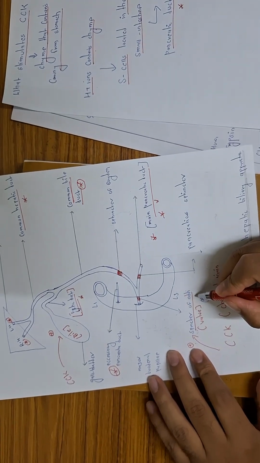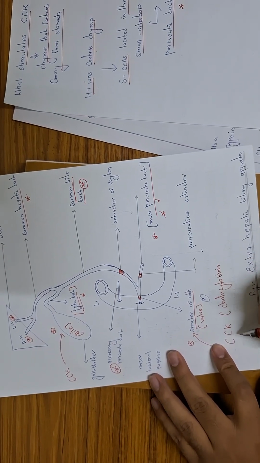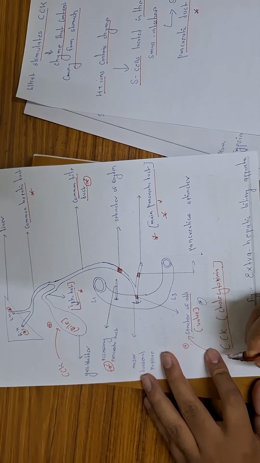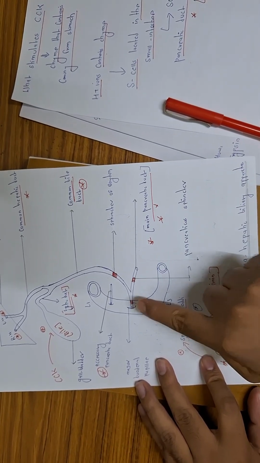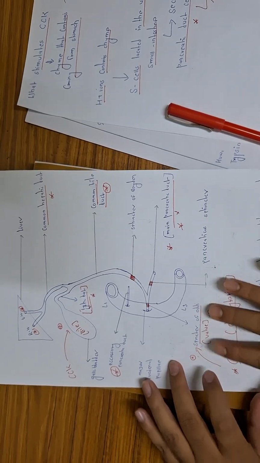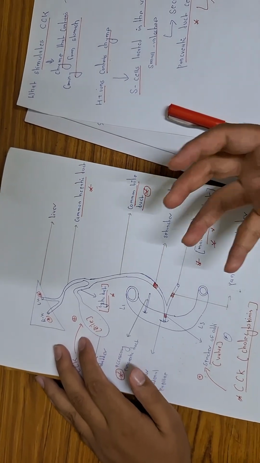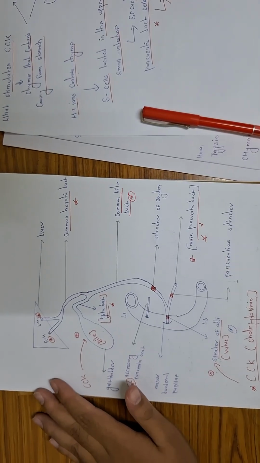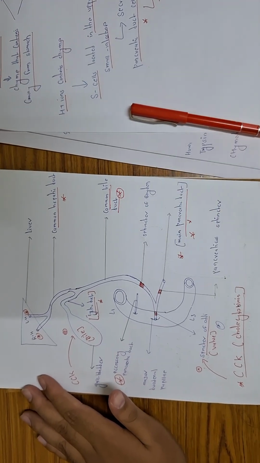This sphincter of Oddi is under control of the same cholecystokinin. This is a gastrointestinal peptide which causes relaxation of the sphincter of Oddi. Okay, and in the same way, how does bile come from the gallbladder? The gallbladder contracts, but is there any factor that causes contraction of the gallbladder?